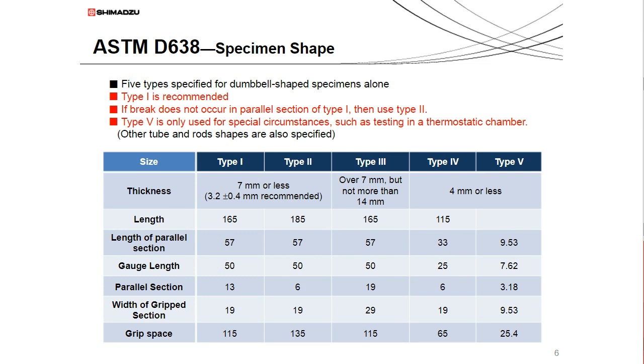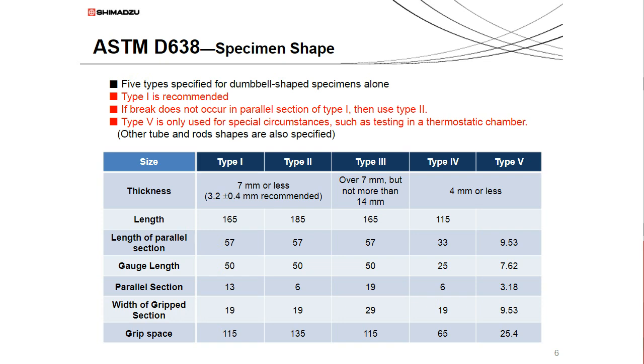As I mentioned, type 1 is the recommended standard type. However, there are alternatives for non-conventional or non-molded specimens where you can't control the dimensions as exactly. For instance, if a break does not occur in the parallel section of the grips, there's a type 2 specimen, which is available with a narrower width, so that there's more stress located within the gauge length.